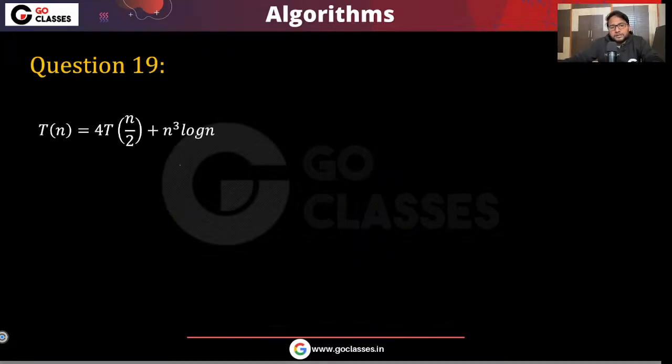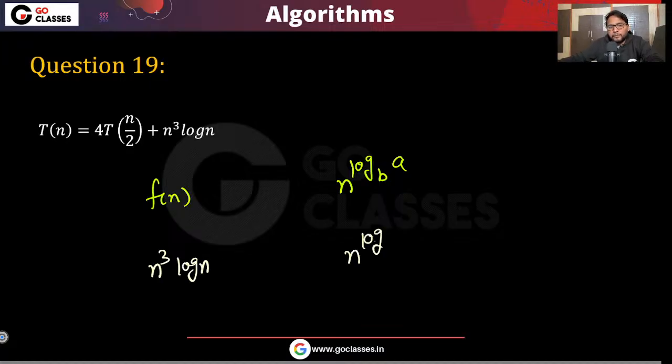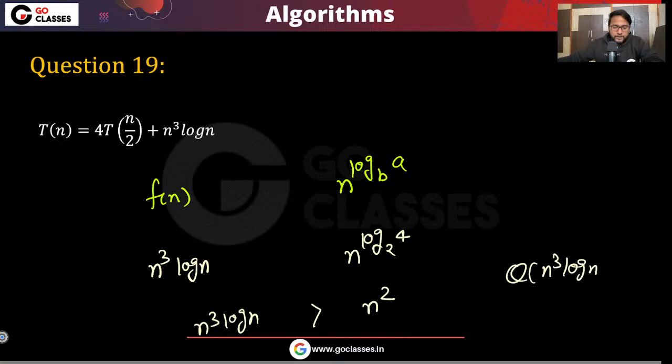Now tell me this. What is f(n)? What is n to the power log base b a? f(n) is n cube log n, right? And n to the power log base b a, log base b a is basically 2, so this is n square. Is n cube log n greater? Yes. So n cube log n is the answer.